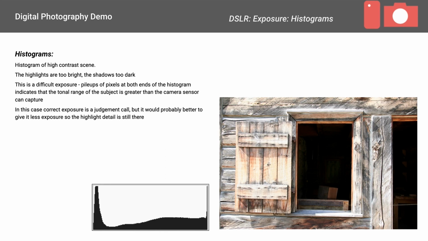So what you need to do when you're shooting is pick what's most important. In this case, the shadows are so dark, I'd probably say, okay, we need to make the highlights a little darker so we're not missing any detail there.